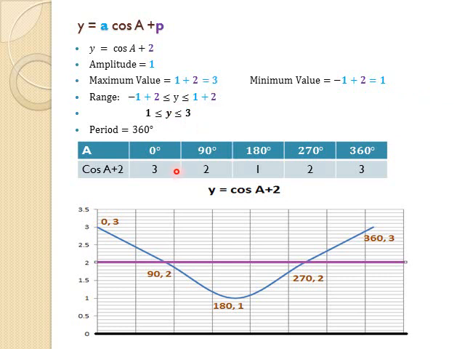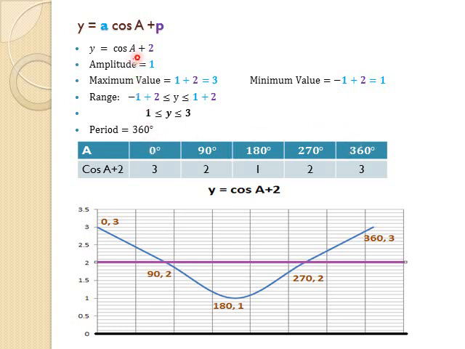Period, because it says angle A, 360 degrees and interval spacing 360 divided by 4, which is 90. So 0 degrees plus 90, 90 degrees plus 90, 180 degrees plus 90, 270 degrees plus 90.